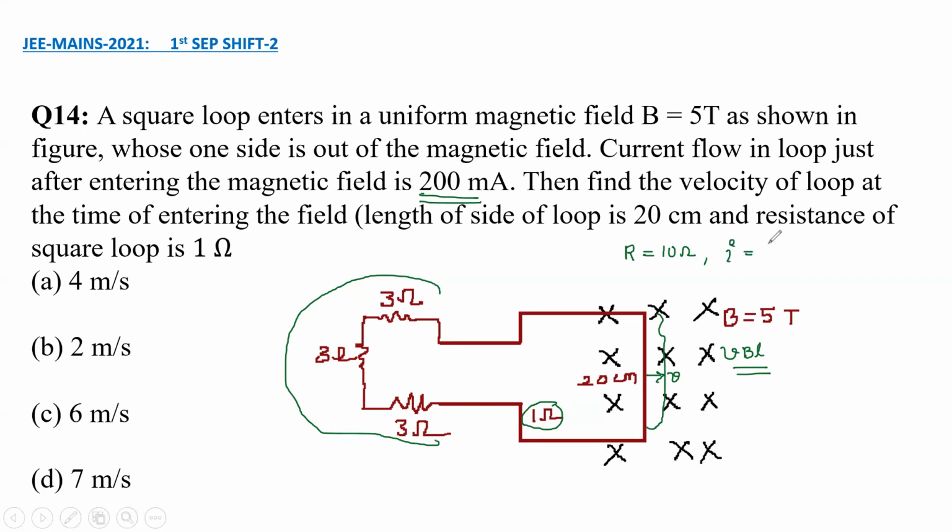So current is equal to VBL divided by R. And we want the velocity of the loop. Velocity of the loop is equal to current, which is 200 into 10 to the power of minus 3, into resistance, which is 10, divided by B times L. B is 5 and length 20 centimeters is nothing but 0.2. And therefore, we will get the velocity to be 2 meters per second. So the correct option is option D.